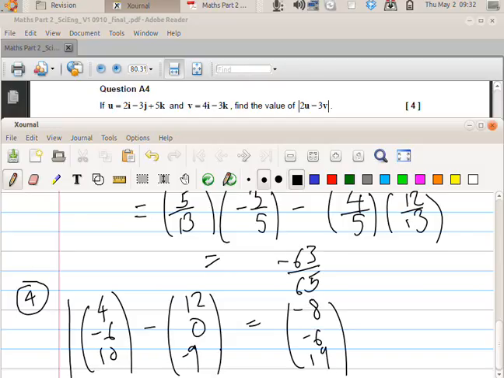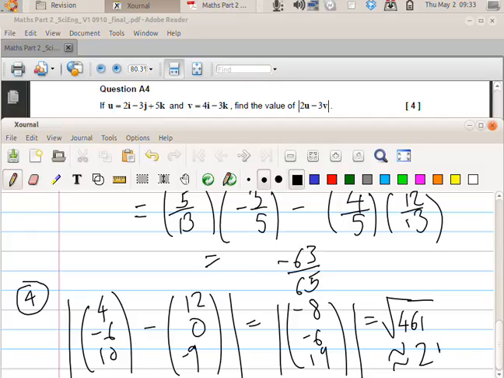And he wants the magnitude, so this is where we use our Pythagoras, square root, 8 squared plus 6 squared plus 19 squared, is square root 461. So you don't actually have anything nice. From where you got like 12 and 4 and like negative 6 and 0 and negative 3v, that's v, also 3 times that. Yeah. If you want it as a decimal, it's approximately 21.5.